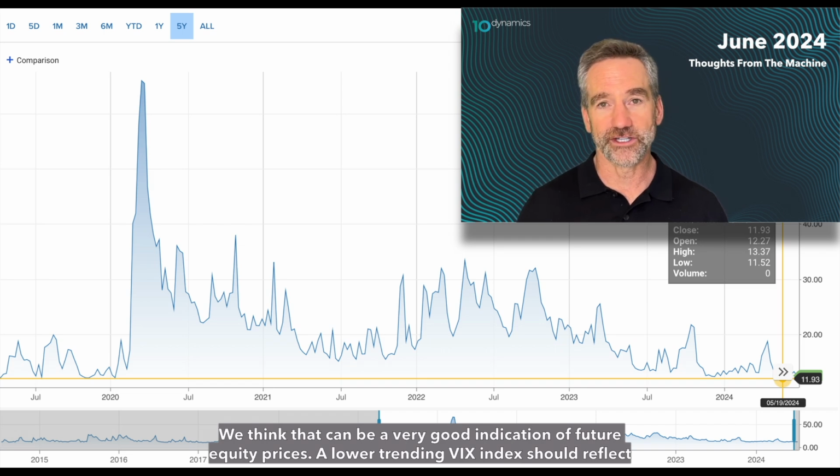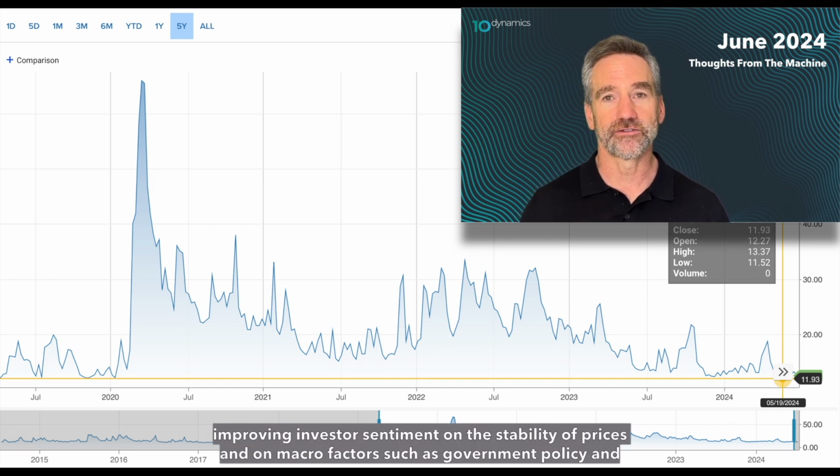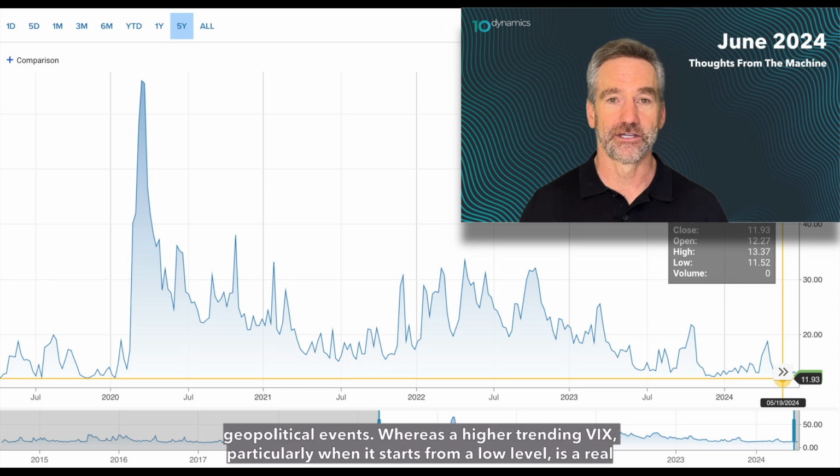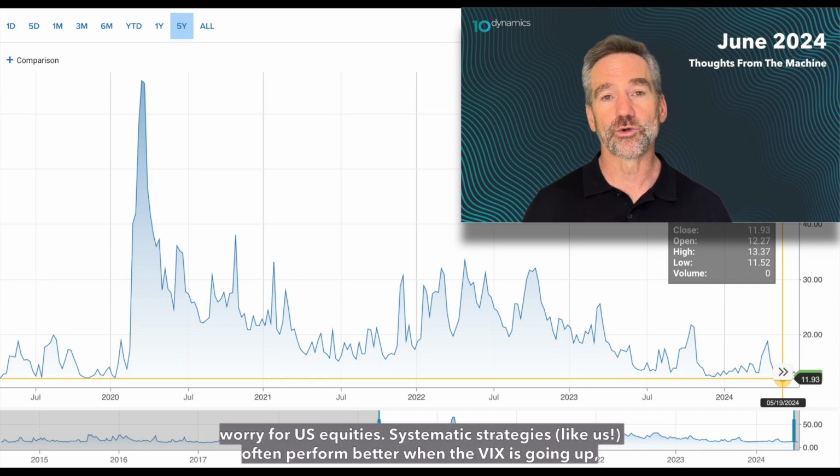A lower trending VIX index should reflect improving investor sentiment on the stability of prices and on macro factors, such as government policy and geopolitical events. Whereas a higher trending VIX, particularly when it starts from a low level, is a real worry for U.S. equities.